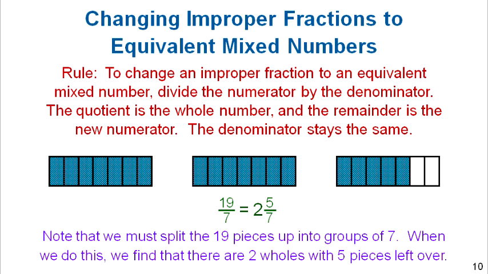For example, if you want to change 19 over 7 to an equivalent mixed number, you could start by noting that 19 divided by 7 is equal to 2 with a remainder of 5. Thus, 19 over 7 must equal 2 and 5/7.